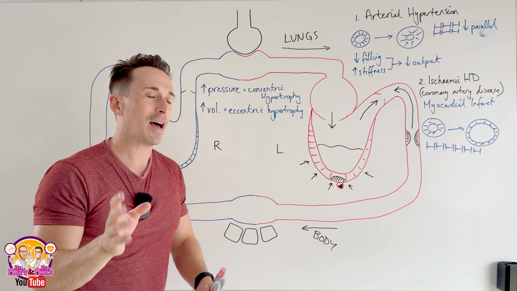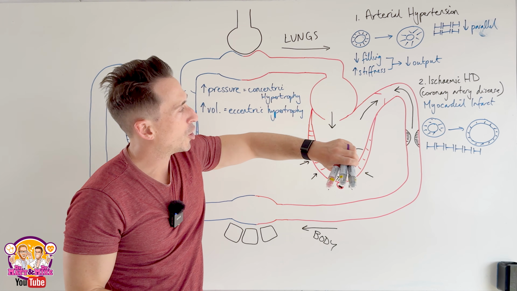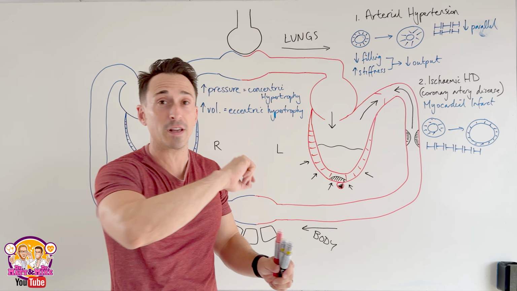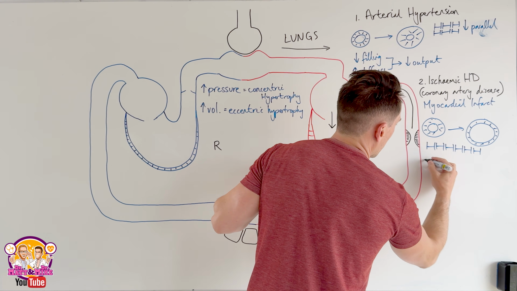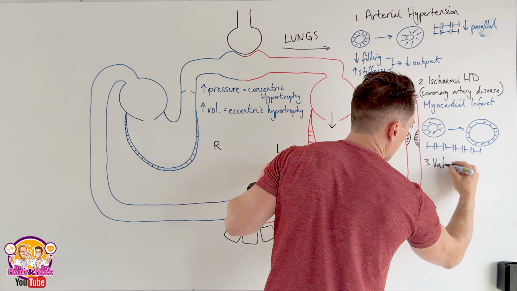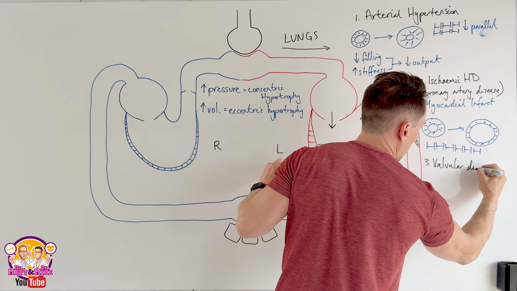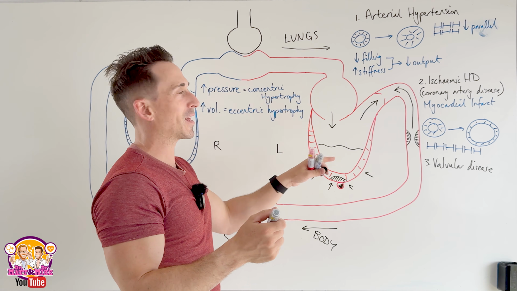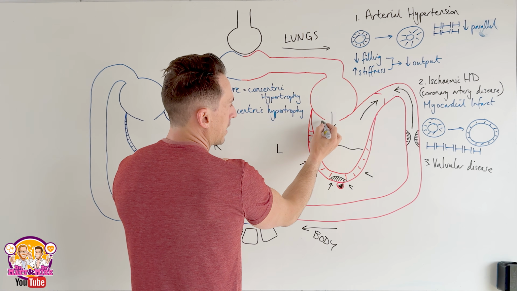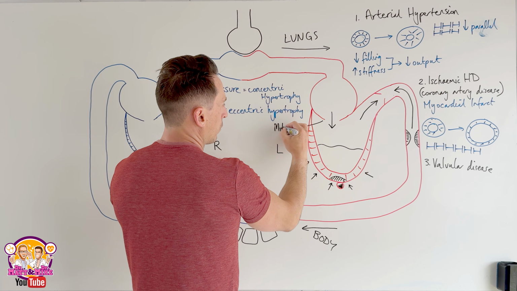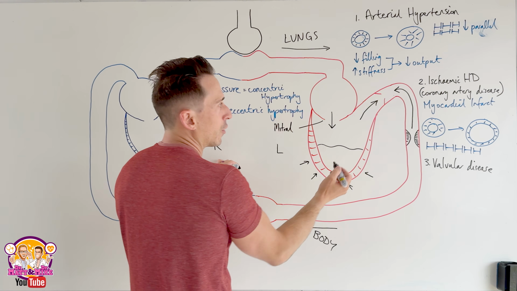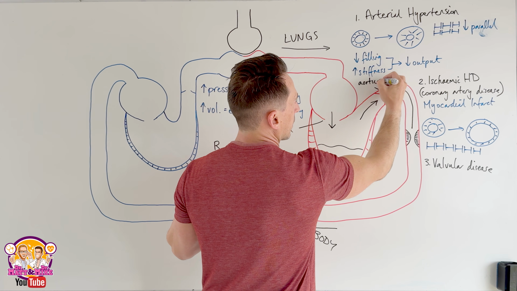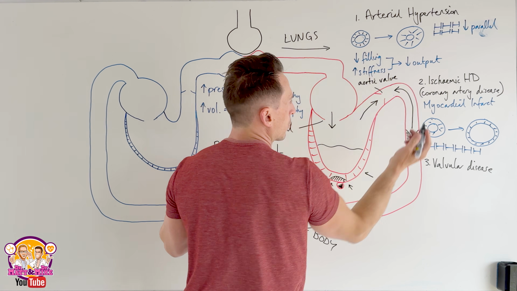All right, so another one. We've got arterial hypertension, we've got ischemic heart disease, and we need to talk about the next one, which is valvular disease. All right. So what were the valves I spoke about on the left-hand side of the heart, right? We've got this valve here, which is called the mitral valve, also known as the bicuspid valve, and this valve here, which is called the aortic valve, sometimes called the aortic semilunar valve.